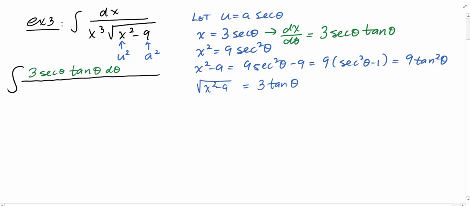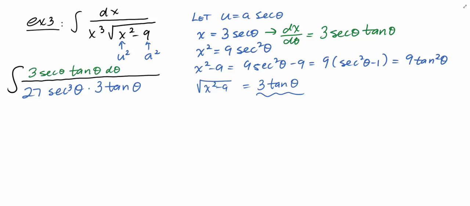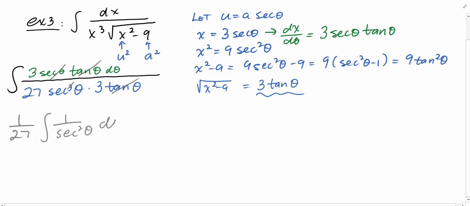On the bottom, that x cubed is going to be a 27 secant cubed theta, and the square root we know is 3 tan theta. Let's simplify this a little bit and see what it looks like. So we got 1 over 27 integral, the tangents cancel and the secants cancel, one of the secants, and the 3's will also cancel, so I'm left with just 1 over secant squared theta d theta. If I rewrite that, that is 1 over 27 integral of cosine squared theta d theta.